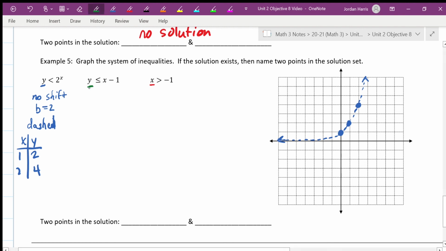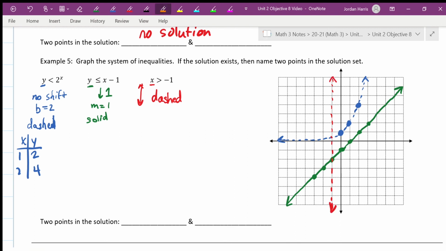Green one, it's a line. So this is a down one shift with a slope of 1, and it is solid. Down one shift, slope of +1, and solid. Okay. And last one, x is greater than -1. So remember, x equals makes a vertical line. So this is a vertical line at -1, and it is dashed. It's not included. So x of -1, I'm going to make a vertical line that is dashed.